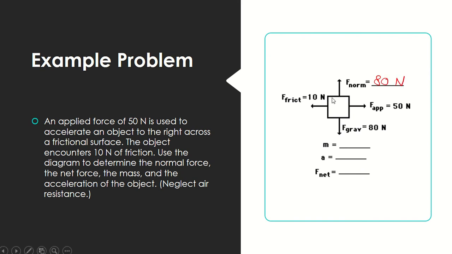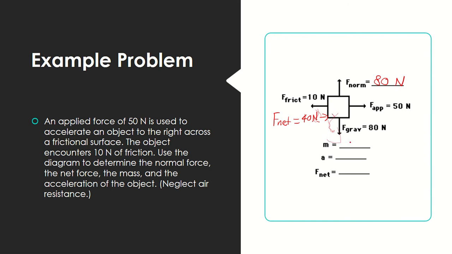Now, on this object, someone's pushing it with a 50 Newton force to the right, and friction is opposing it with 10 newtons to the left. So the net force acting on this object is going to be 40 newtons to the right.